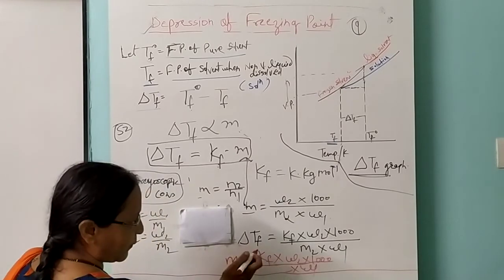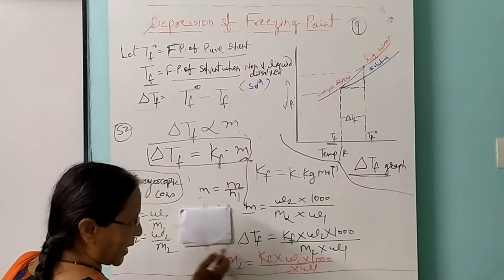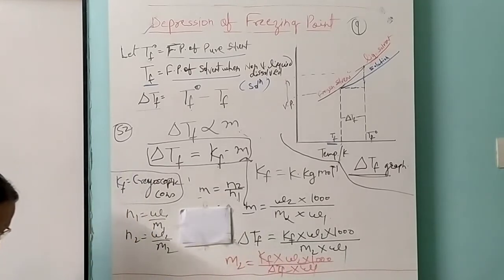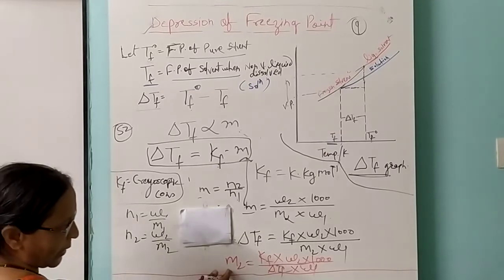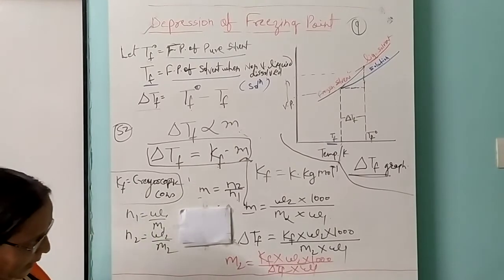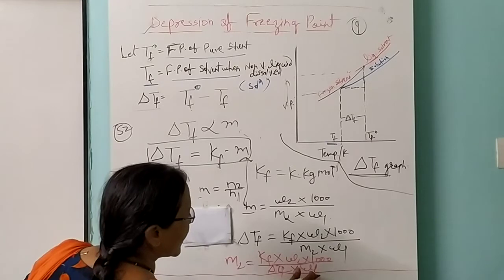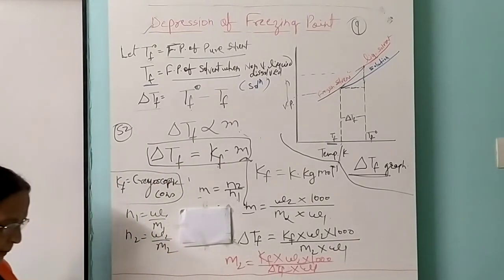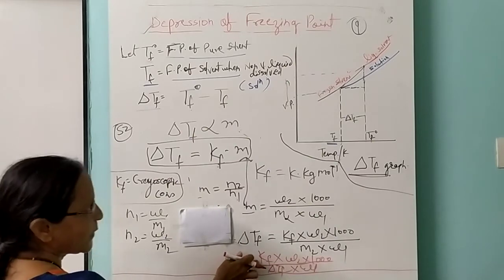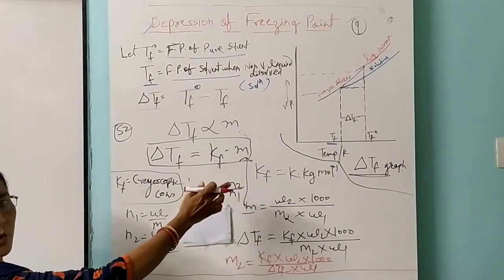Instead of M2, this delta TF we will take here, M2 comes here. So delta TF. Yes, in this way, we can calculate the molar mass of solvent. Upon it is W1. Now here W1, delta TF is our depression in freezing point. Kf is our molal depression constant.